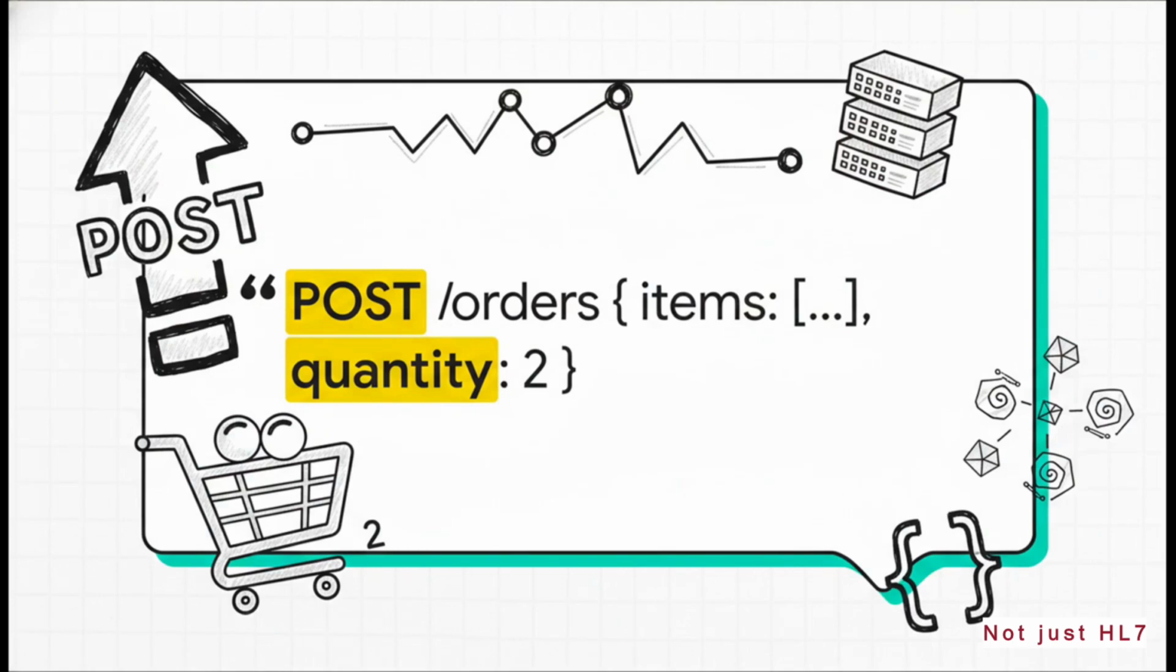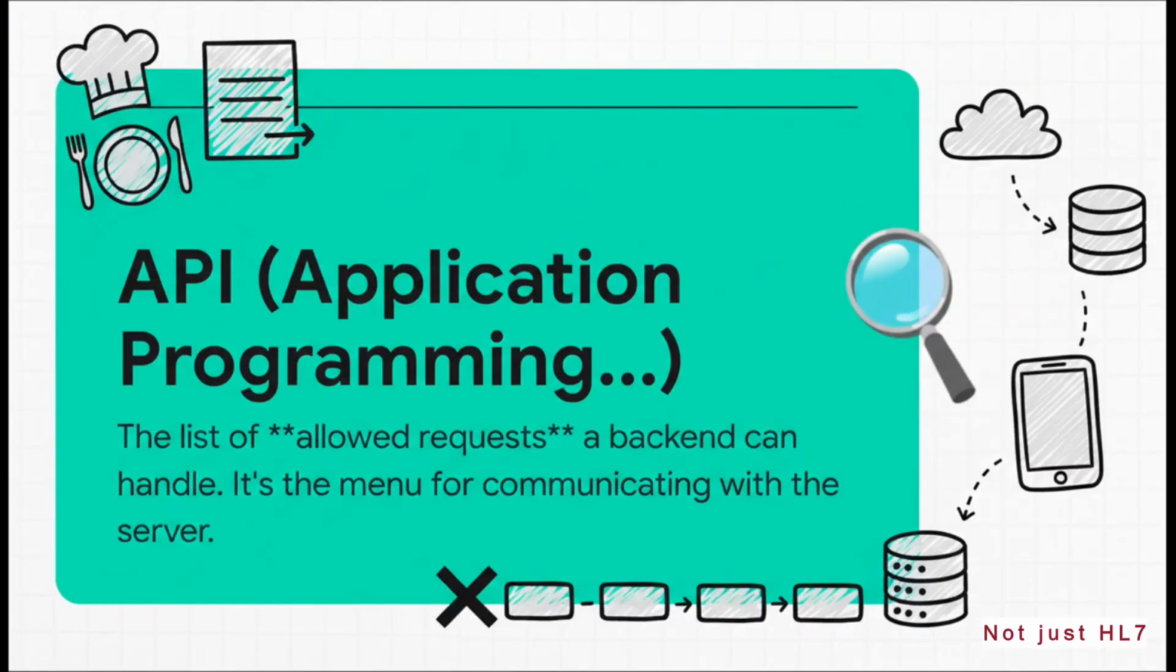Now, this might look like scary code, but it's actually pretty readable. This is a simplified version of a request. The first word, POST, tells the server what to do. In this case, create something new. The next part, Amazon.com/orders, tells it where to do it. And the stuff in the brackets is the data, the items you bought. See? Not so bad. Now here's the crucial part.